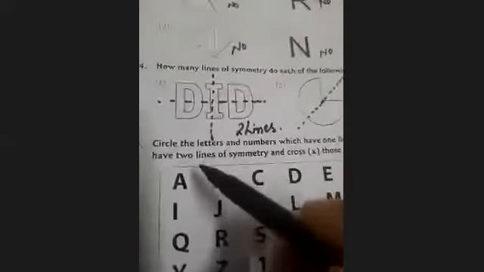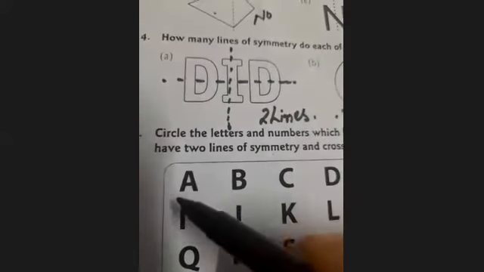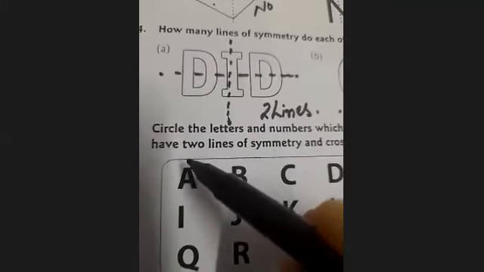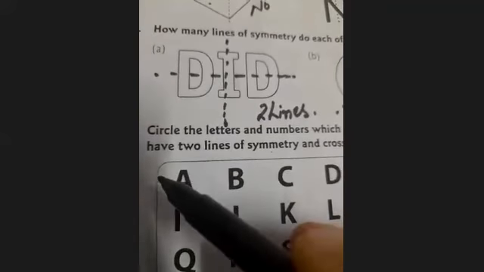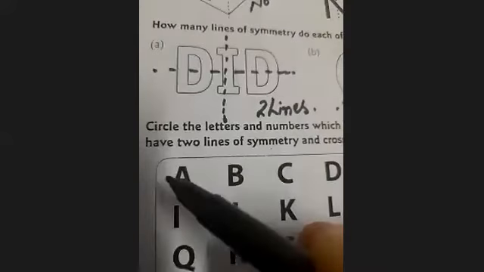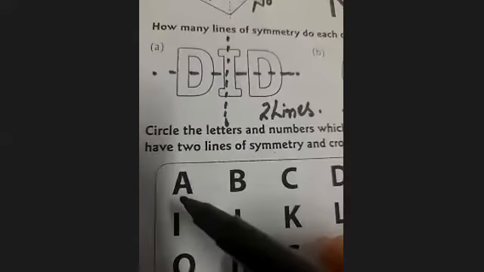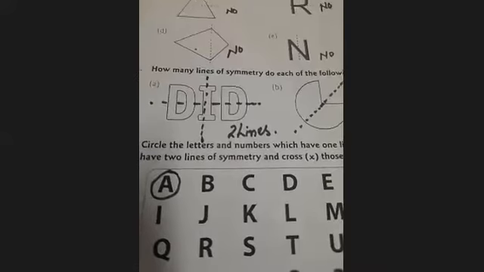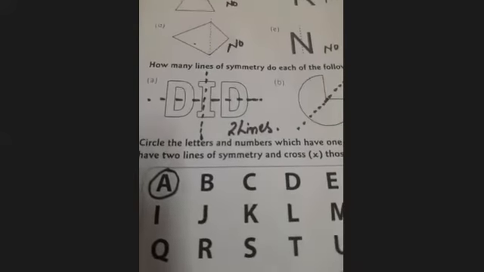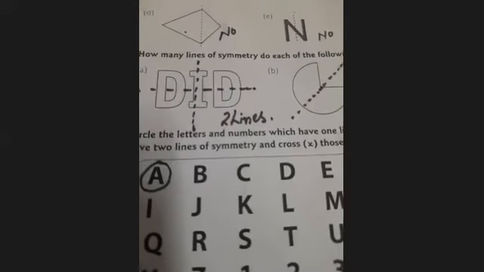First is letter A. Letter A has only one line of symmetry. This one. If we draw this line, we can't divide into 2 equal parts. So letter A, we have one line of symmetry. So we'll circle it. Circle if we have one line of symmetry, tick if we have 2 lines of symmetry, and cross if we have no line of symmetry.